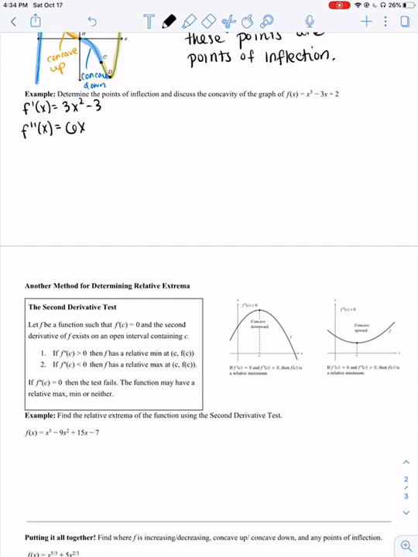Points of inflection are going to possibly occur, not definitely, but possibly occur when your second derivative equals 0 or where it does not exist. This is 6x, so there's nowhere that this won't exist. It exists for all real numbers, so we don't need to worry about that. But we will set it equal to 0, and we will get x equals 0. And so right now, this is a possible point of inflection.